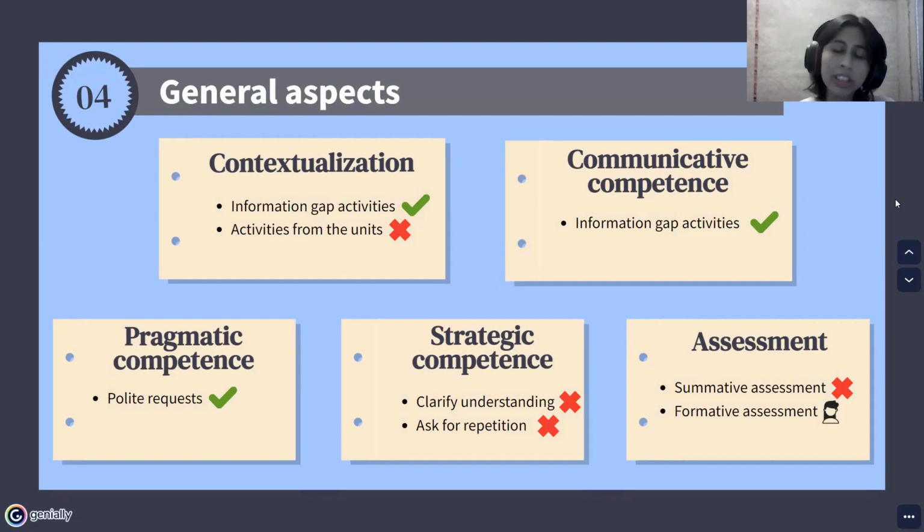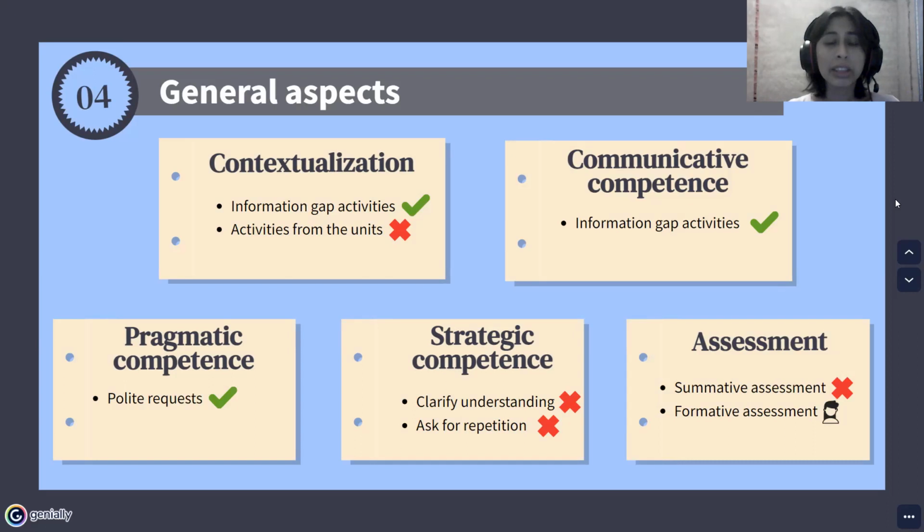But I cannot say the same about the activities from the units because, although they try to be contextualized because the topics are about nursing, you can notice that these activities don't have a communicative purpose. So the aim is just practicing the structures or the vocabulary.